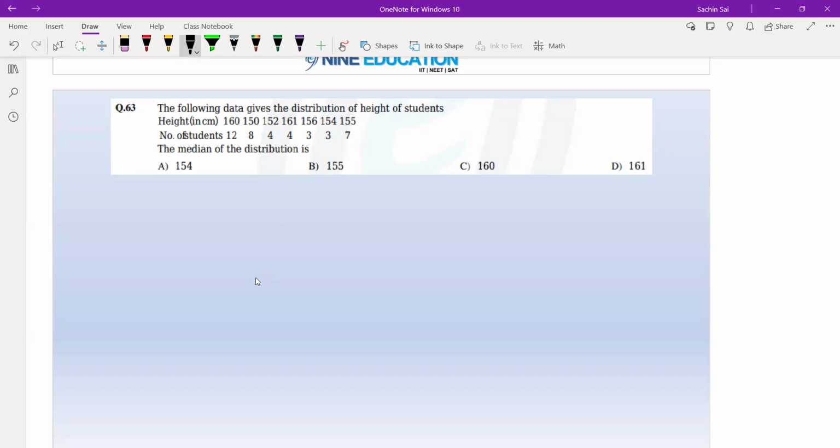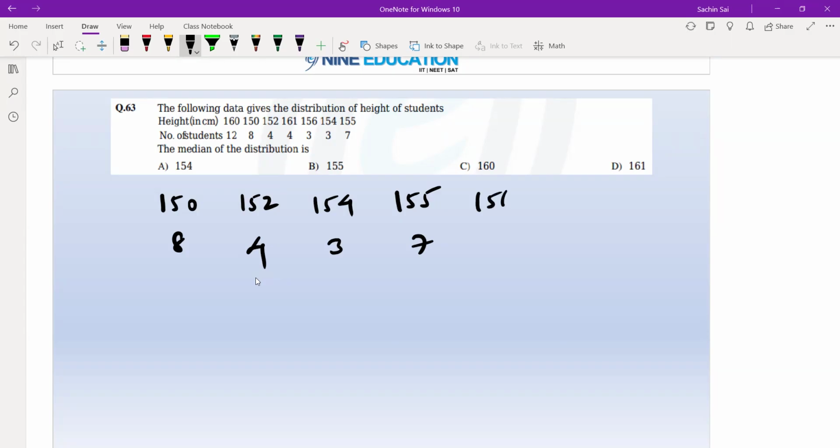So if I sort the students in ascending order, first I will get all the students whose height is 150. So that's 8 students. Then all the students whose height is 152, 4 students. Then there are the students whose height is 154 centimeters. So there are 3 such students. Then there are 7 students with height 155 centimeters. Did I miss anything?